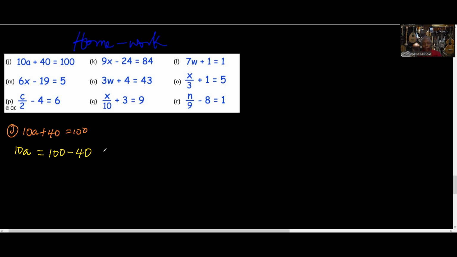But the 40 was positive. It will become negative when it's going to meet 100. So that means 10a equal to what? 60, right? Where did the 60 come from? 100 minus 40. Is that clear? So now I divide both sides by 10. Then this is going to be 60 over 10. That is 6. So a is 6. And it makes sense if you say 10 times 6, that's 60, plus 40 gives us 100.